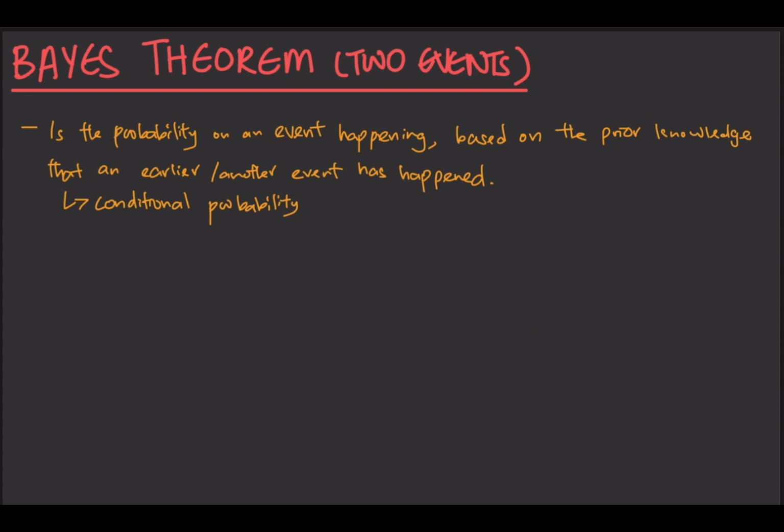Now we know that the typical Bayes theorem that we use is defined as the probability of A happening multiplied by the probability that B happens given that A happens, divided by the probability of B. Now, but in today's video, we will be going over the two event Bayes theorem.